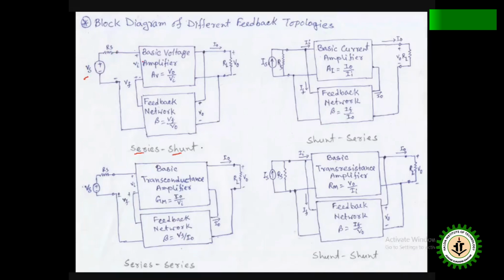So you see here input voltage source Vs with input resistance Rs. It is connected with basic voltage amplifier where the gain is AV, voltage output by voltage input. That means we use here voltage amplifier.